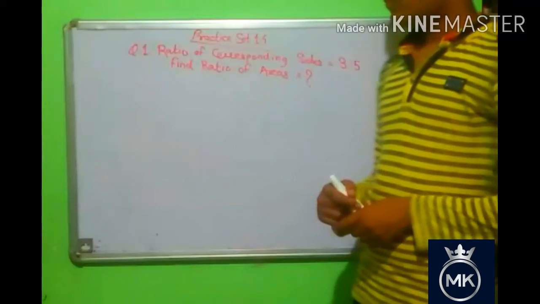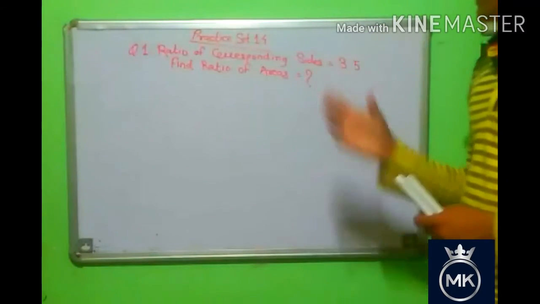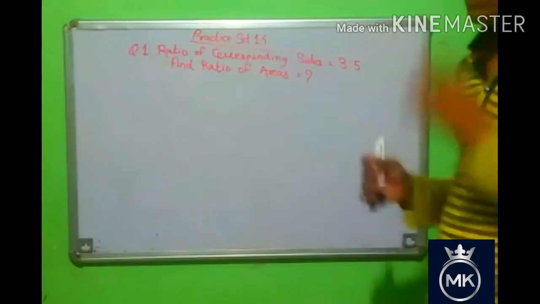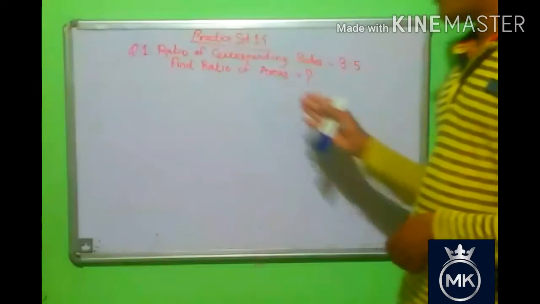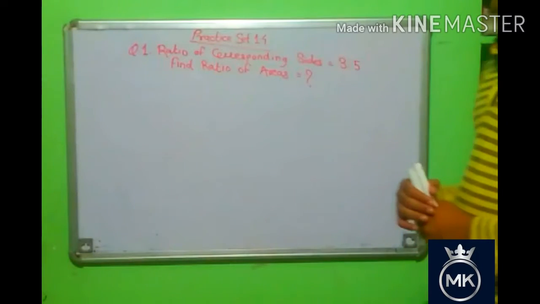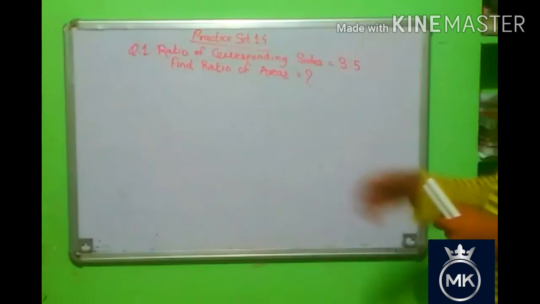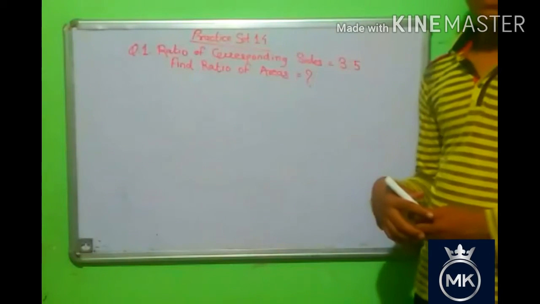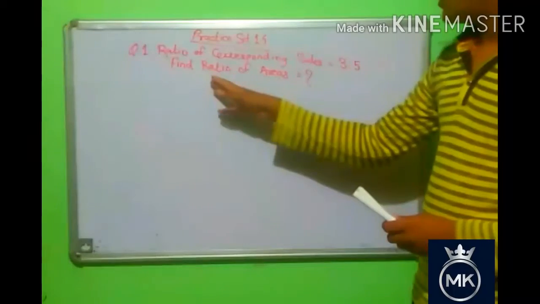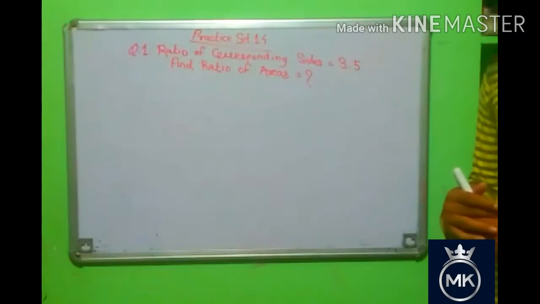So friends, in this practice set 1.4 part 1, the first question is: the ratio of corresponding sides of similar triangles is 3 is to 5, and we have to find the ratio of the areas of the similar triangles.